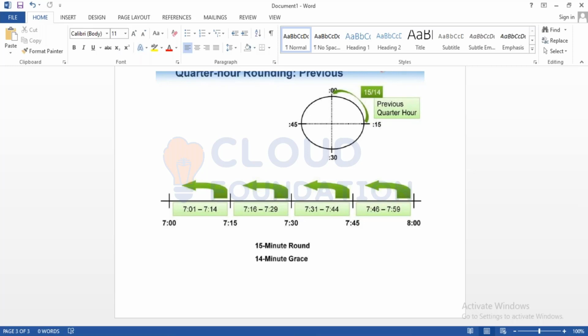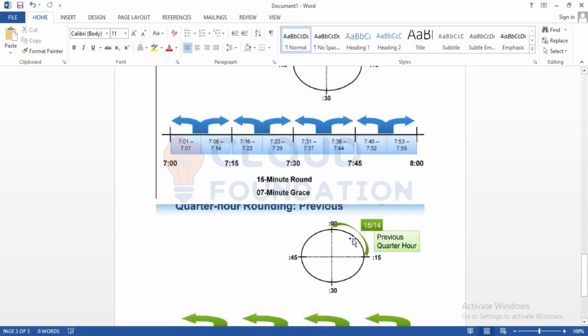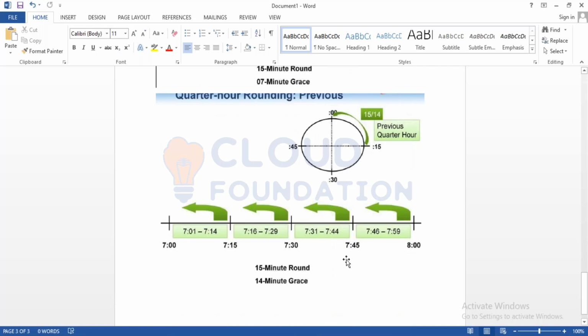Hello? Yeah, ma'am, I have one question. Among the three options, next, nearest, and previous, previous is better. Previous is good for use in the Kronos system for punching. Oh, you're asking which is good? We cannot say what is good or what is not usable.